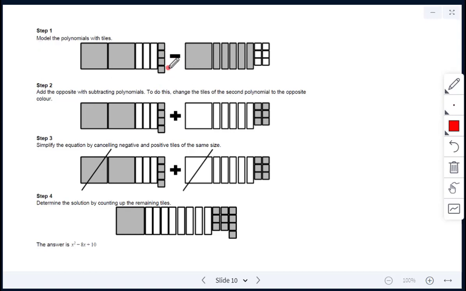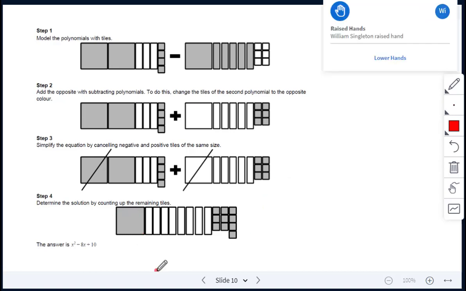Still showing the subtraction. And then first bracket stayed the same. Second bracket, you just have to change the tiles to the opposite color. So everything's just been changed to the opposite color. Next step, cross out or cancel out the negative and positive tiles of the same size. And then you're left with your solution. So we have positive x squared minus 8x and then positive 10.